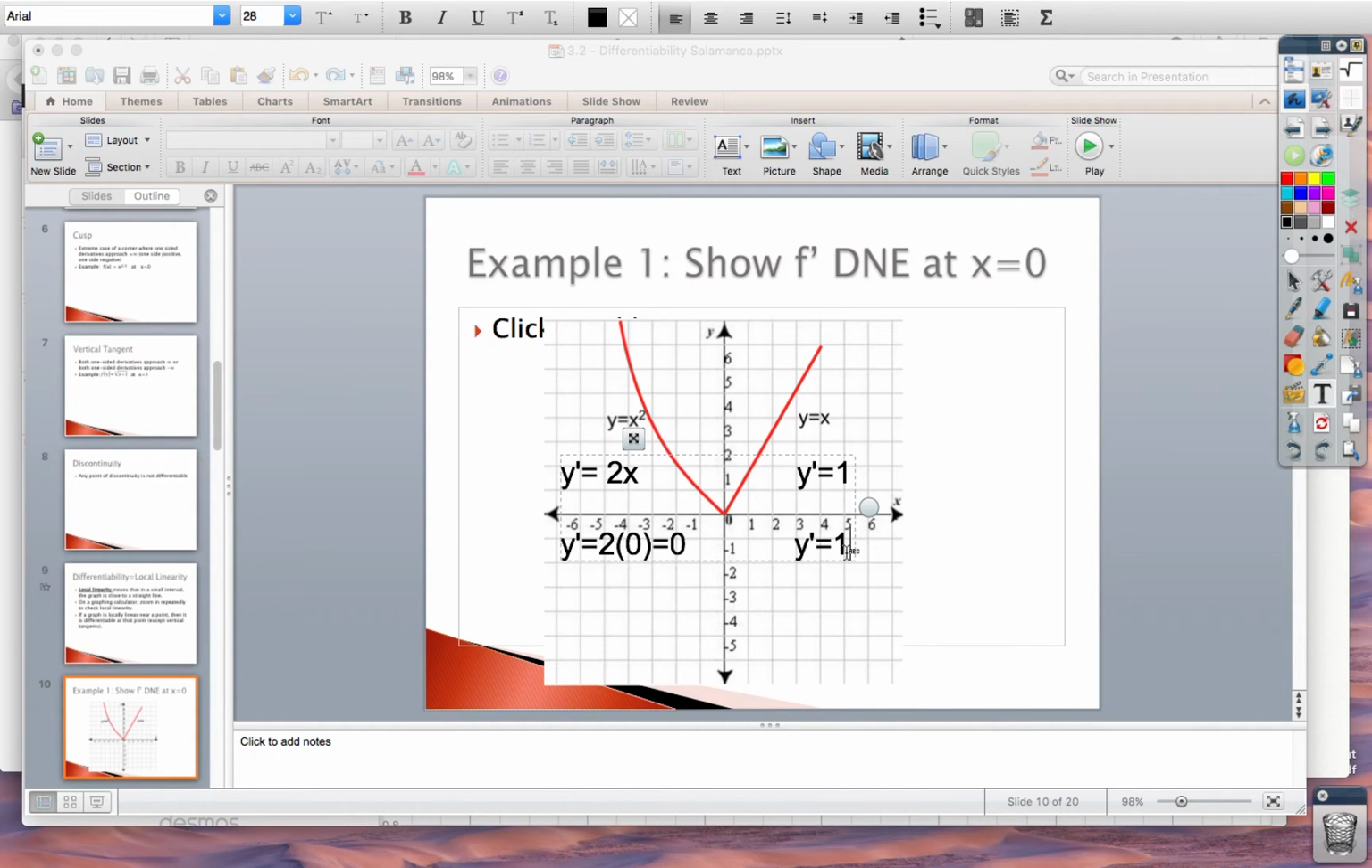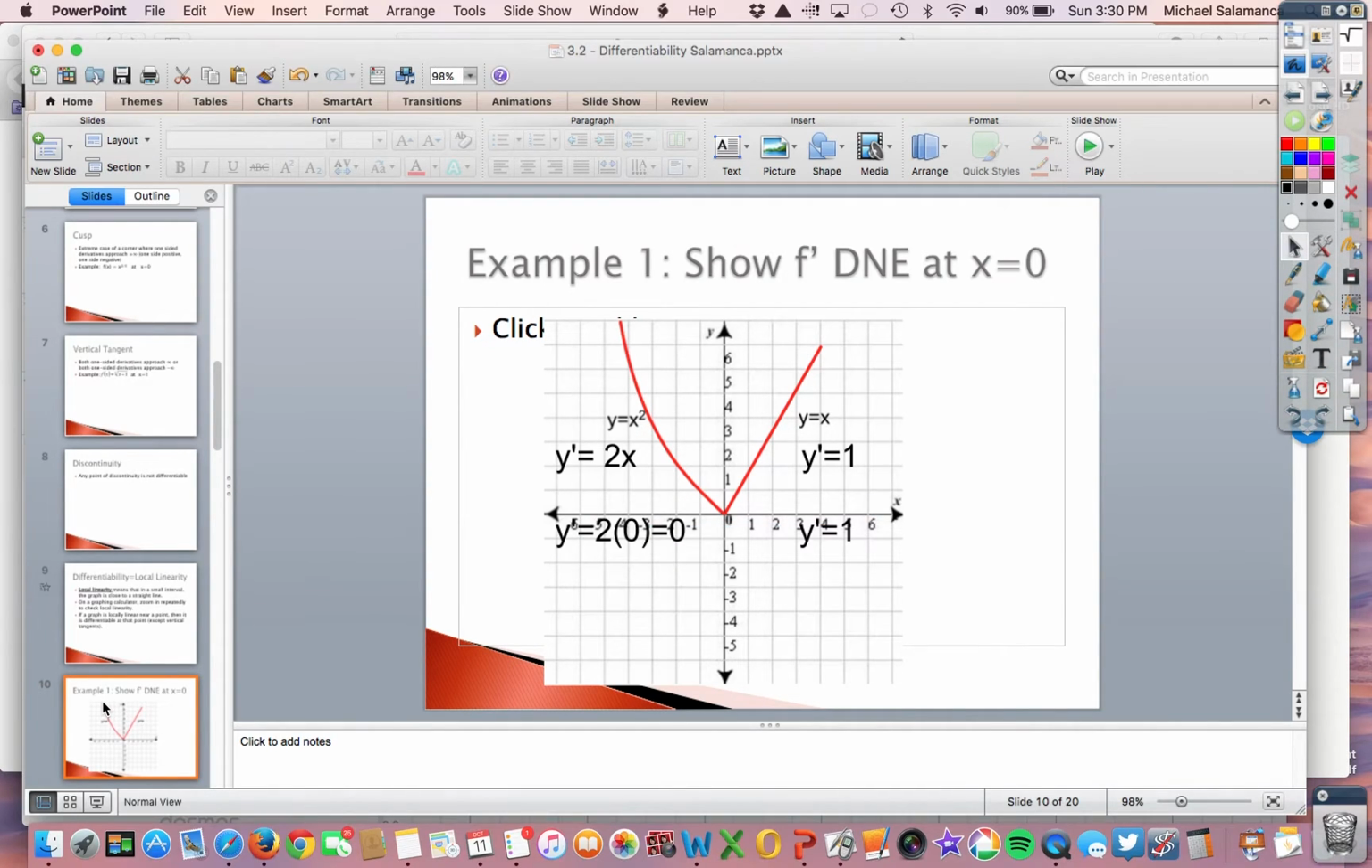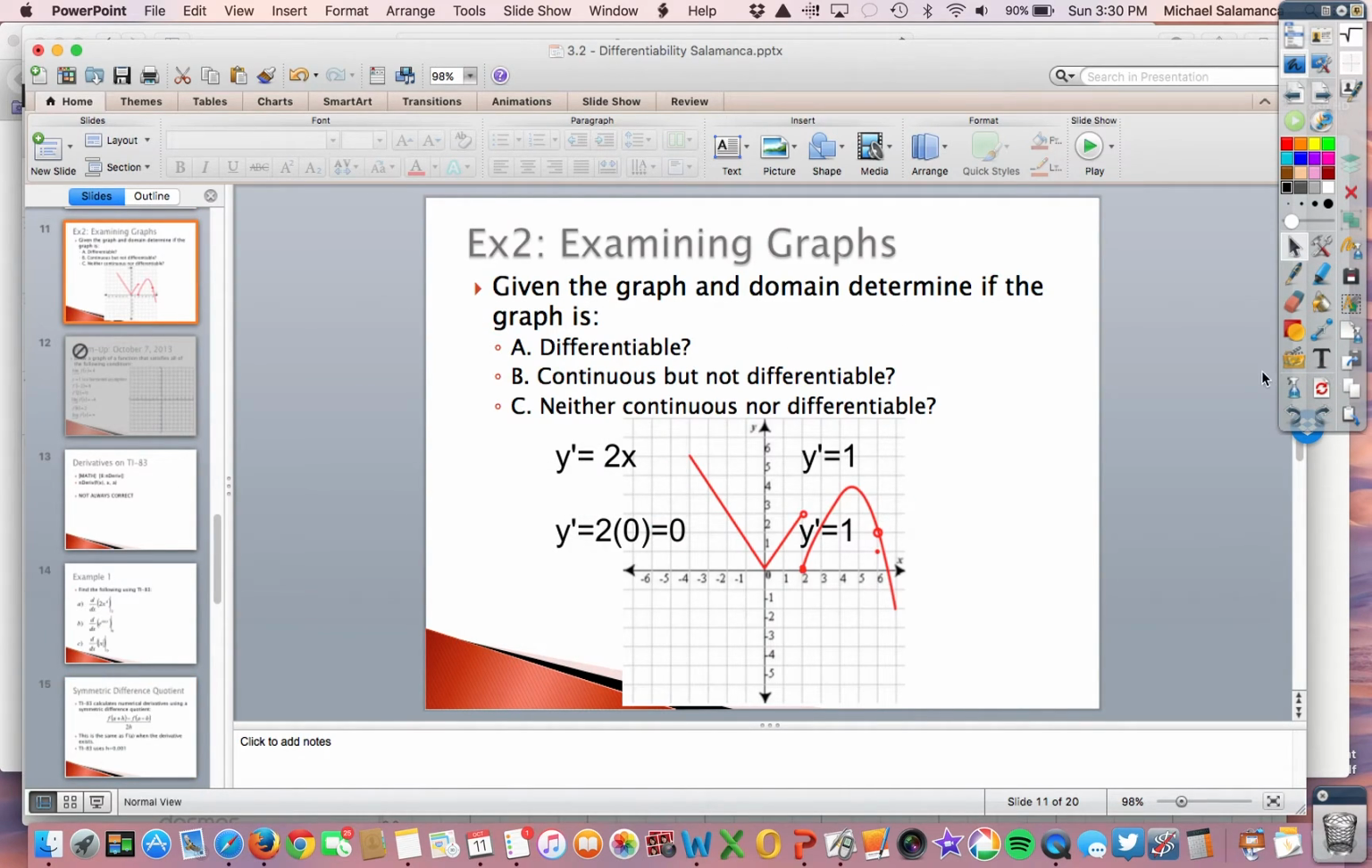Now notice both of these limits at 0 do not approach the same thing. And because they don't approach the same thing, it's not differentiable at x equals 0. So let's examine a few more graphs.